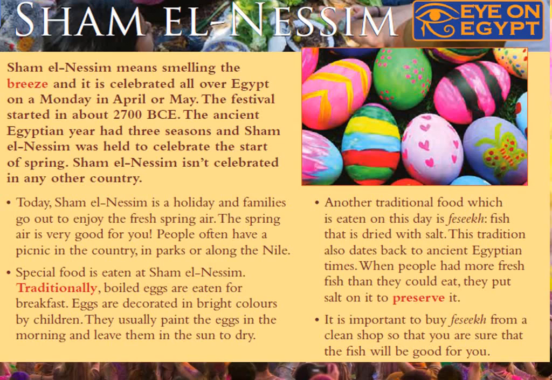Now, we will start reading a text about Sham al-Nasim. Let's start. Sham al-Nasim means smelling the breeze, and it is celebrated all over Egypt on a Monday in April or May. The festival started in about 2700 BCE, before Christ's era. The ancient Egyptian year had 3 seasons, and Sham al-Nasim was held to celebrate the start of spring. Sham al-Nasim isn't celebrated in any other country.